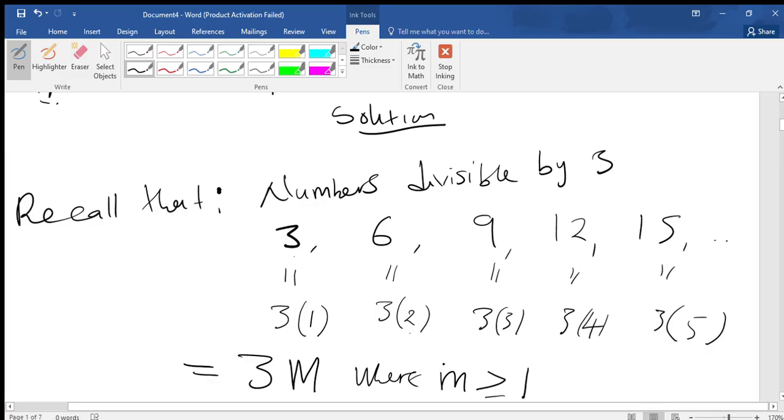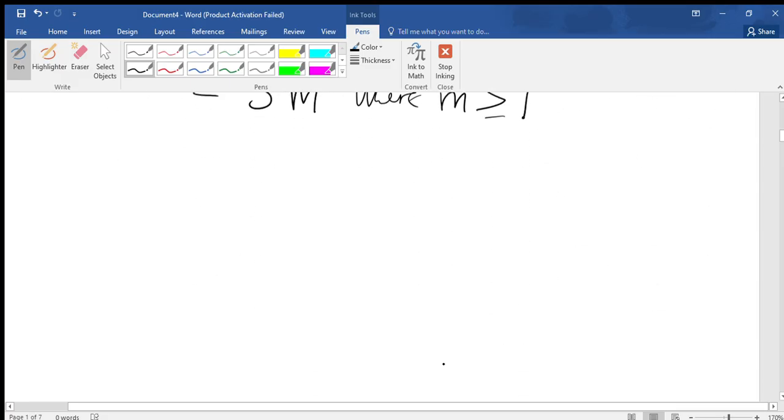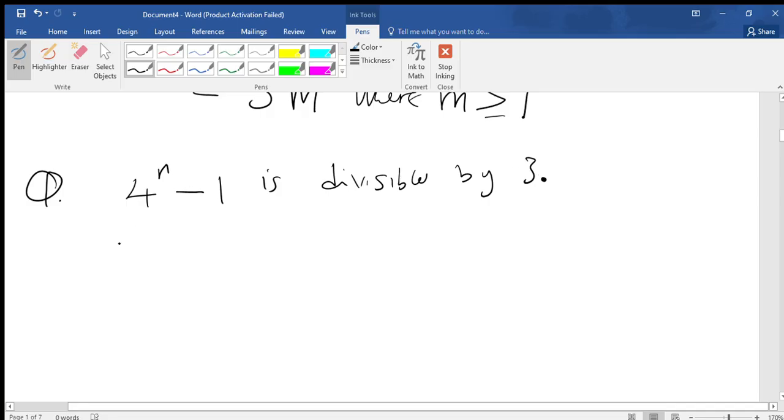So now, we continue. The question is, we are trying to prove that 4^n minus 1 is divisible by 3. Now remember, this is proof by mathematical induction. So the first thing you are supposed to write is, we shall prove by mathematical induction.